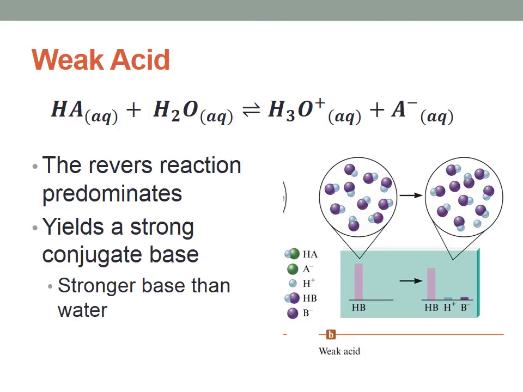So it yields a strong conjugate base, sorry. The conjugate base is stronger than water, meaning it has a stronger attraction for the protons than water. So a weak acid will yield a strong conjugate base, and it's also going to be a weak electrolyte. And it's a weak electrolyte because there are very few ions present in solution.